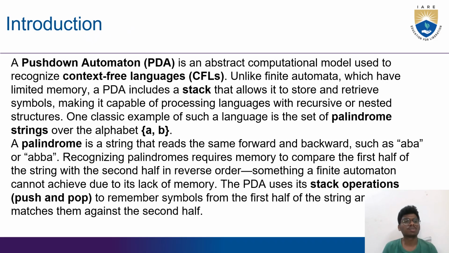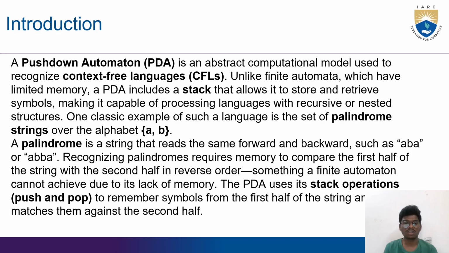Let's see the introduction of this problem statement. A pushdown automaton is an abstract computational model used to recognize context-free languages. Unlike finite automata, which have limited memory, a PDA includes a stack that allows it to store and retrieve symbols, making it capable of processing languages with recursive or nested structures. One classic example of such a language is the set of palindrome strings over the alphabet A, B.